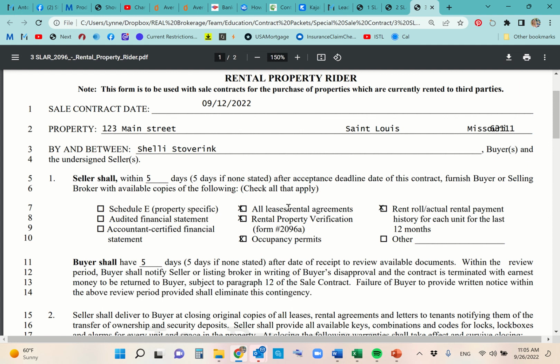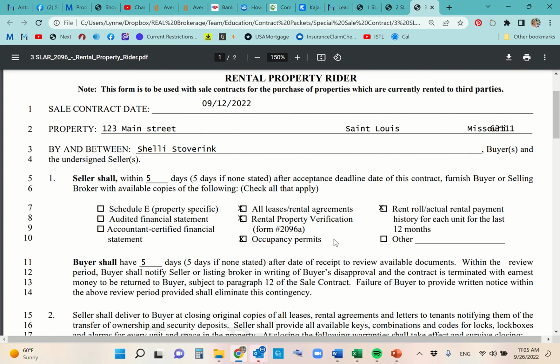And then more typically, we ask for all leases or rental agreements. We ask for a rental property verification form to be filled out, and that is basically the gross rents, the fixed expenses, and any sort of property management details. If you're buying a building bigger than 4 units, you may find that it doesn't come on this form, because that form really plans on 4 units, right? Not 16. But you're probably getting that information provided to you in a different way. So just make sure that you've received the information.